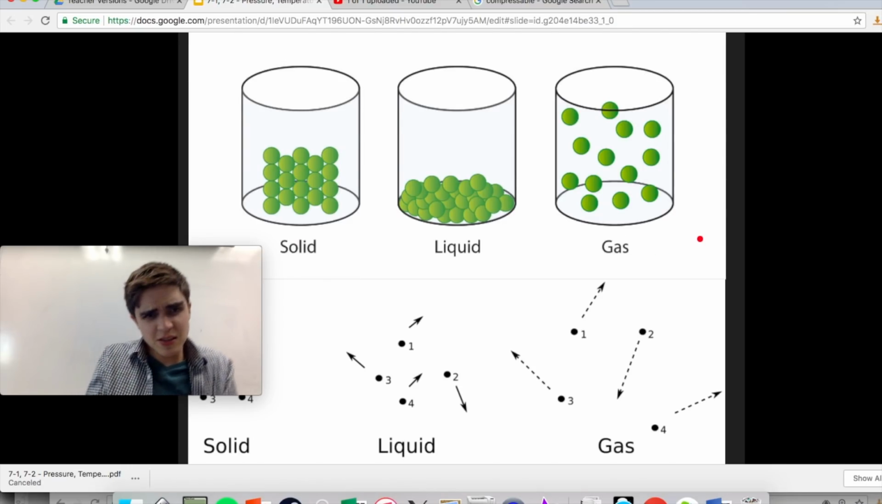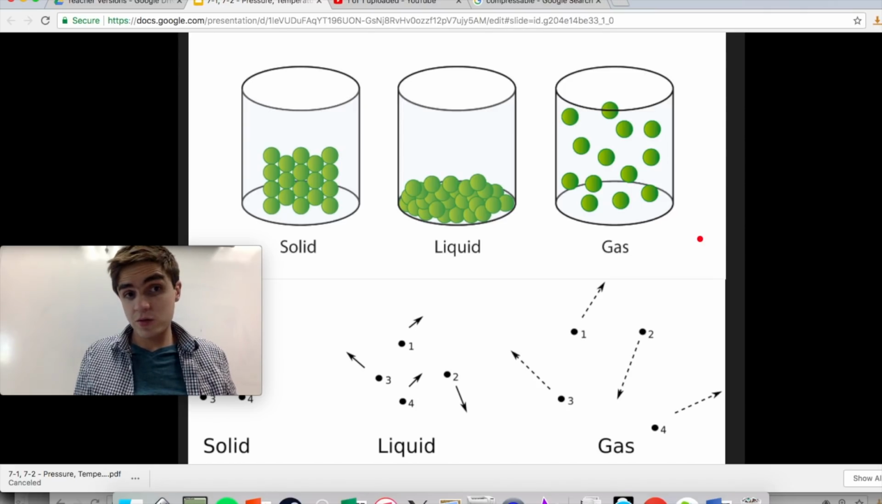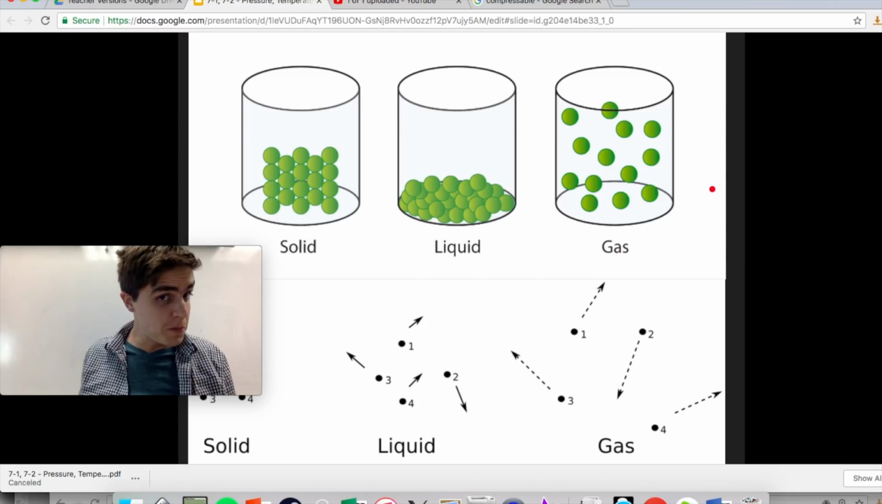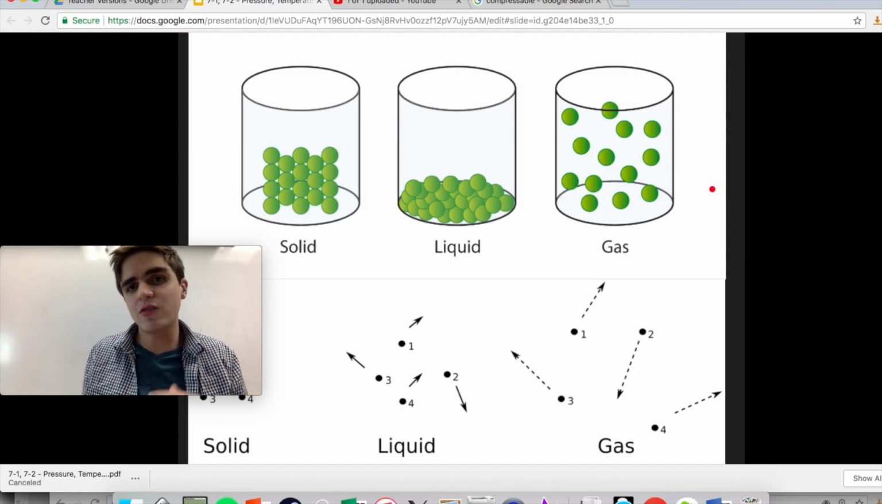Okay. This is already drawn for you, so you don't have to do anything. You just have to pay some attention to it. I've got a solid, a liquid, and a gas. We're familiar with them. A solid is rigid. A liquid takes the shape of its container, but it's a constant volume. A gas takes the shape of its container, has an indeterminate volume.